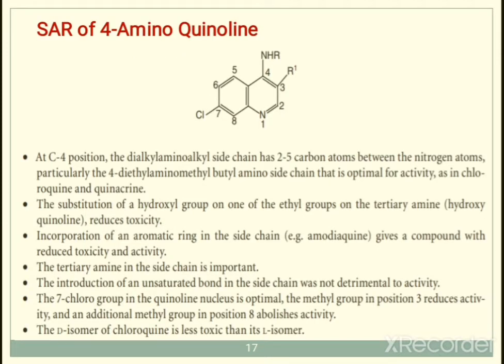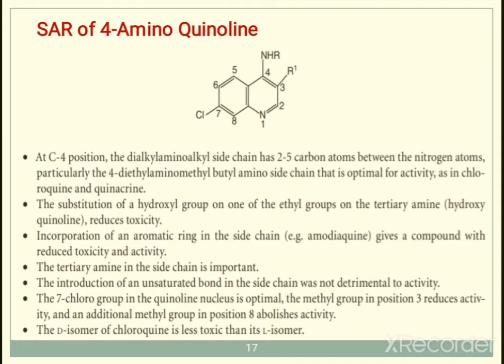Okay, so now further we'll move to the SAR, the structure activity relationship of the 4-aminoquinoline. The basic structure is given over here and numbering is given. The basic ring is quinoline: 1, 2, 3; at 3 there is R1, at 4 there is NHR, the 5 and 6 positions are free, at the 7 position there is a chloro group, and the 8 position is free.